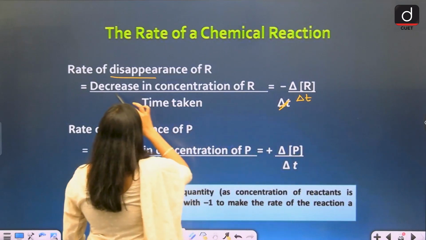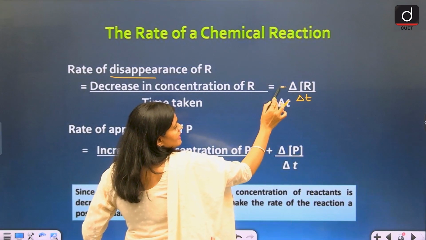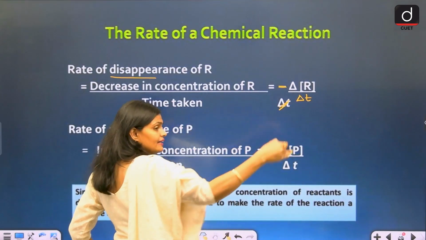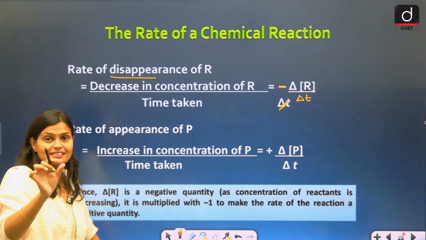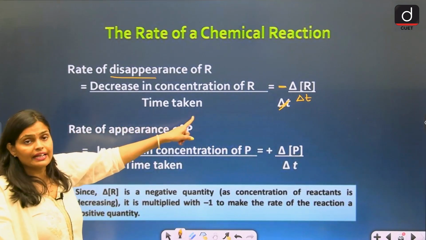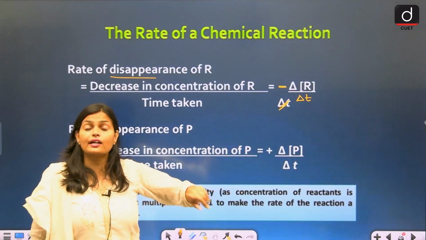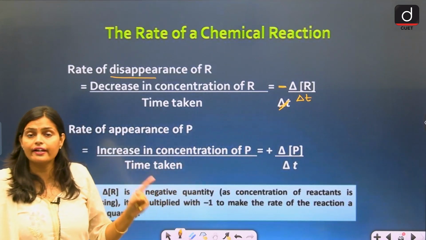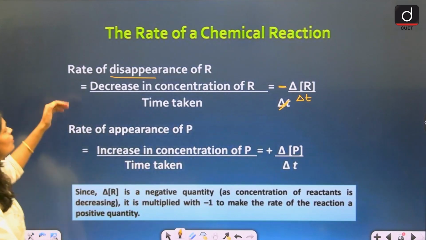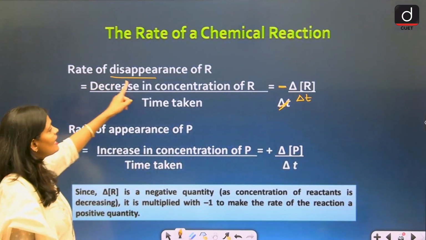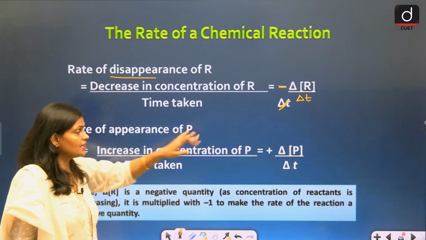See, what is the decrease in concentration of R? We are adding a minus sign. Why? Because the reactant concentration decreases. That's why we add the minus sign. Time taken, since the rate is always calculated with respect to time. Clear? So the rate of disappearance of R is the decrease in the concentration of reactant upon time taken.